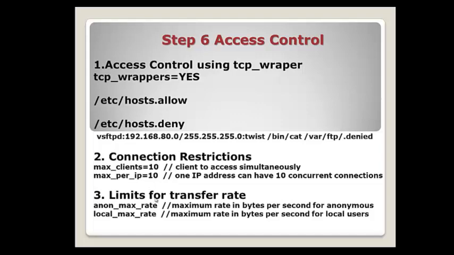And number three, if we want to limit the transfer rate, you can use two kinds: anon_max_rate and local_max_rate. Here, anon means anonymous, local means local users. So here, if you write down some numbers, normally the FTP server will limit the maximum rate. This one is normally bytes per second, and local is also the same. So here let's test number one and number two.